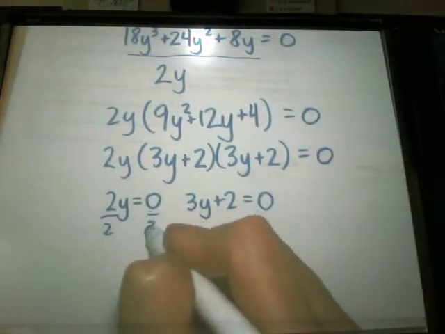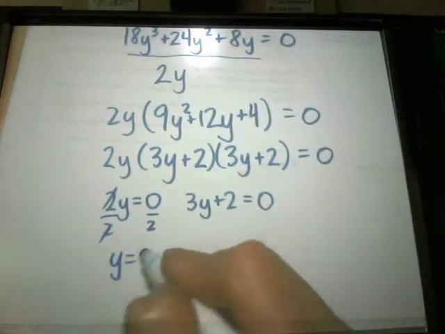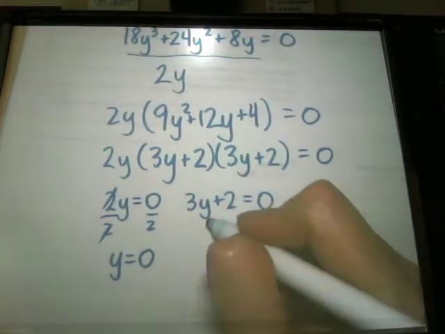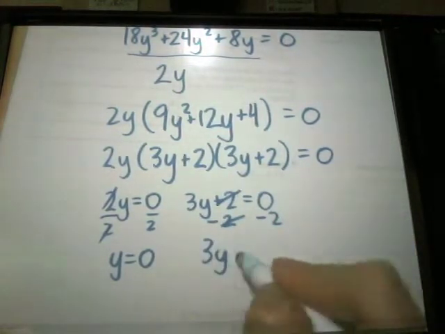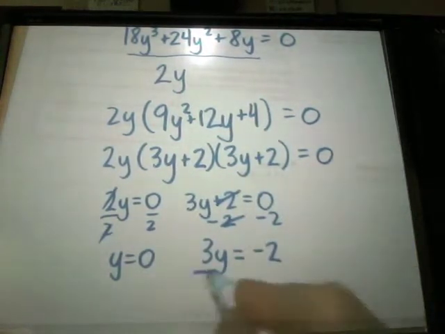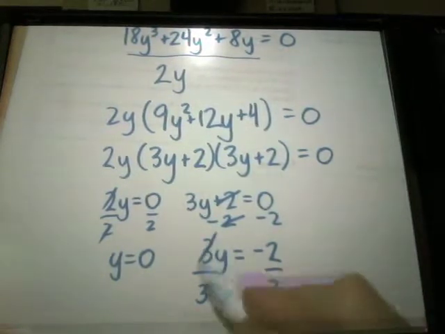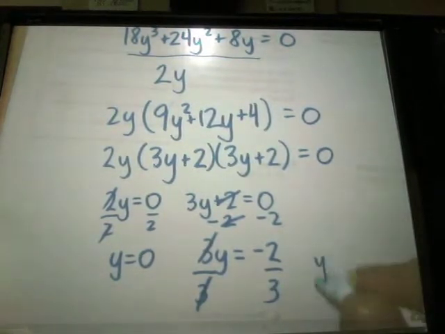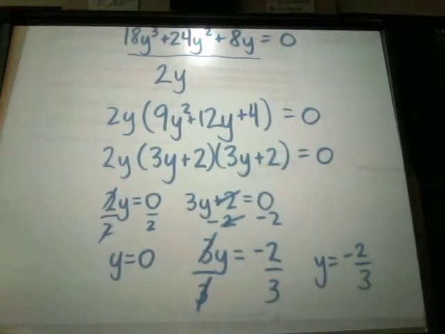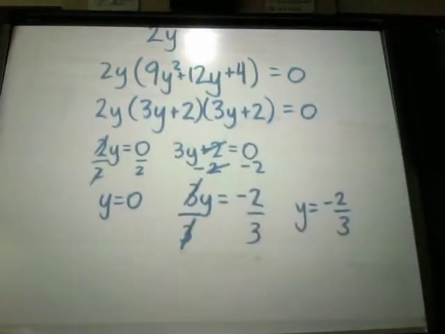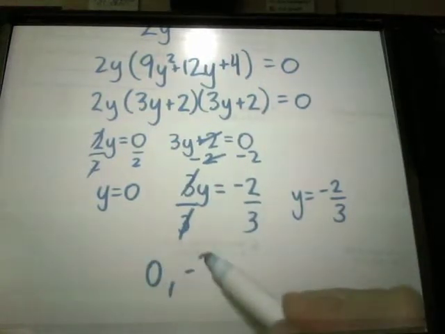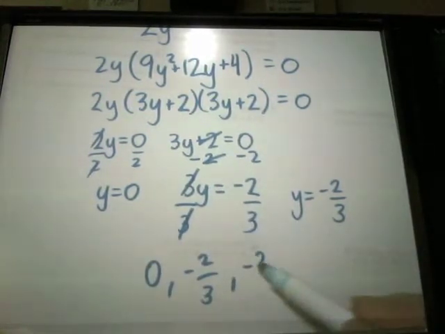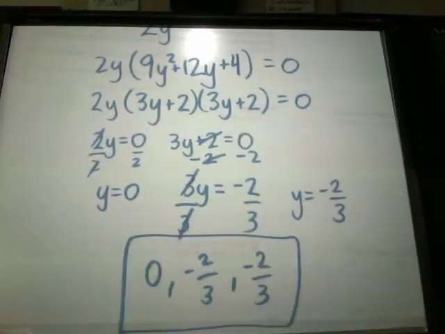We divide by 2, 0 out of 2, 0. On the next one, I start by doing -2 first. That leaves 3y equals -2. I divide by 3, and I get -2/3. Technically, there is another -2/3, but you can just list it once if you prefer. Otherwise, the answer is -2/3 twice and 0 once. There's my 3 possible answers.